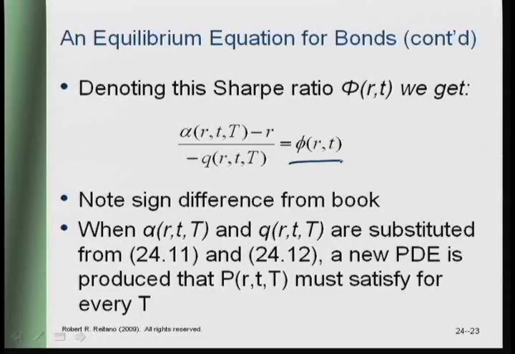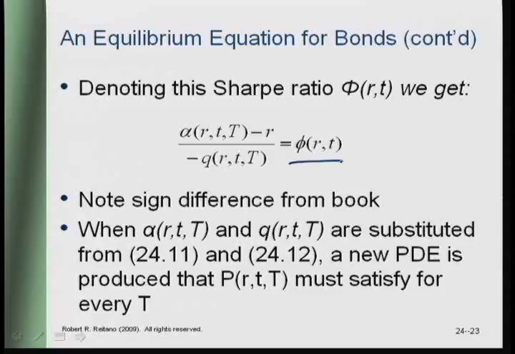This is a sign difference from the book. In the book, there's an error related to this part of the development I want to bring your attention to. The Sharpe ratio phi should, in fact, have a negative in the Q, and this will have, as a consequence, a sign change in the partial differential equation we will now get.